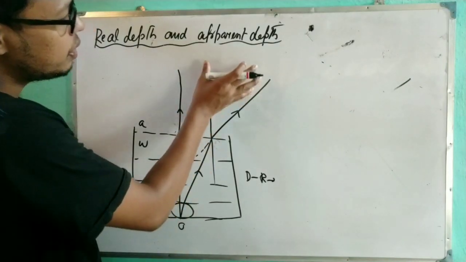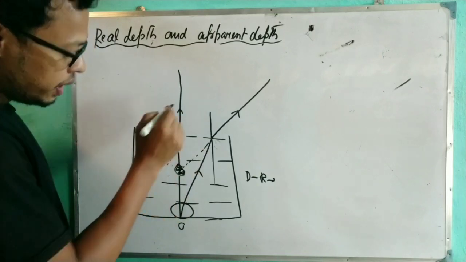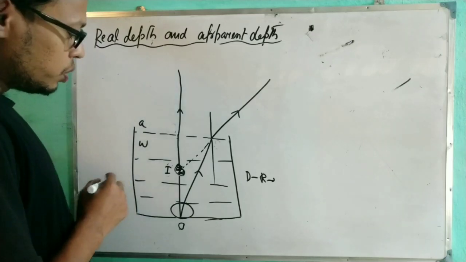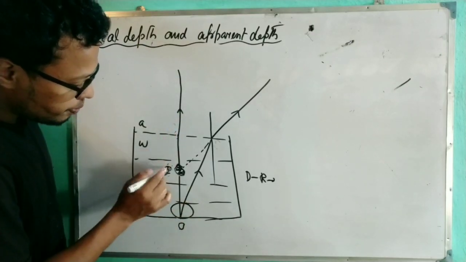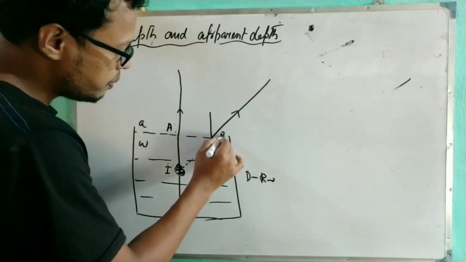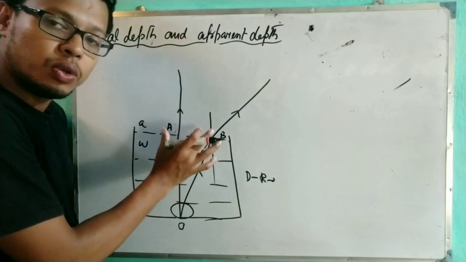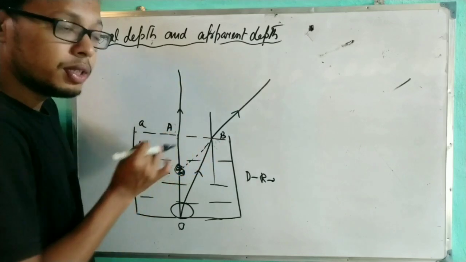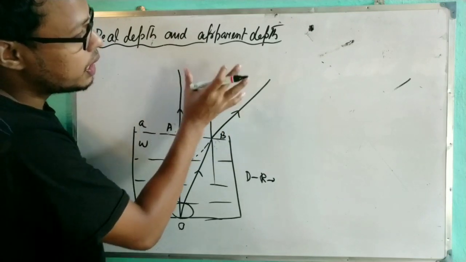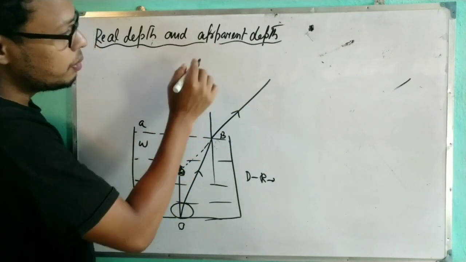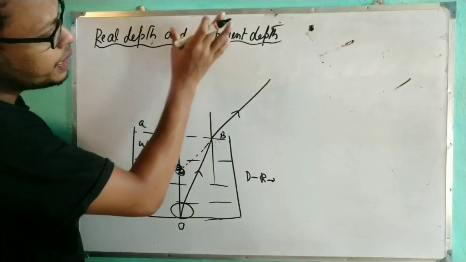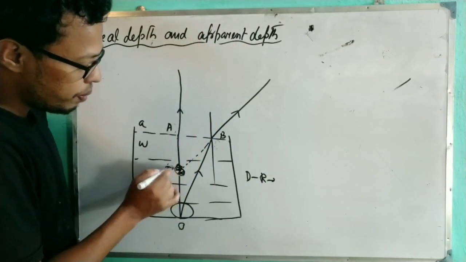So when it is viewed from this position, then here I am giving the name O and here I am giving the name I. So it appears to be coming from the point I. Okay, and one thing, if we give this point is A and this point is B, actually these two points are very close to each other. But for explanation, I gave some gap. Now, these two rays actually come to the eye simultaneously. Okay, but here for explanation, I have given some gap.